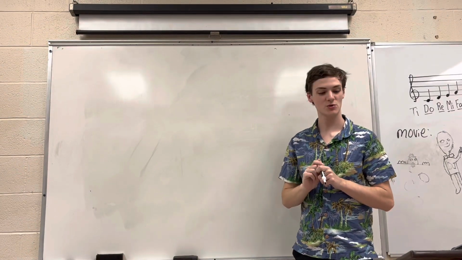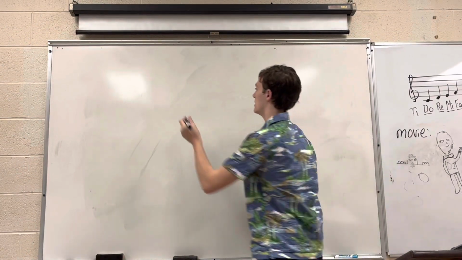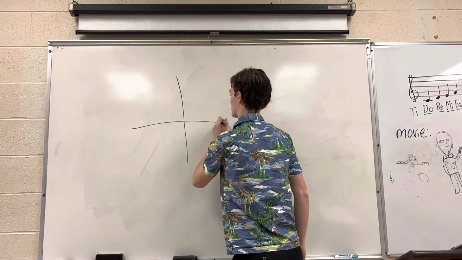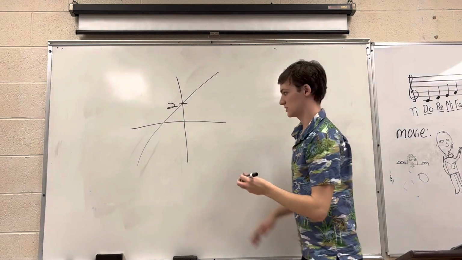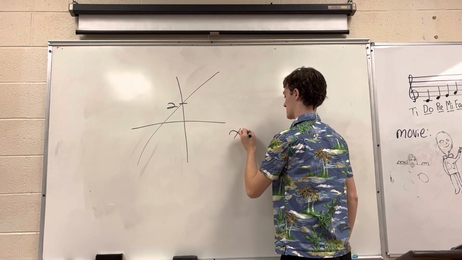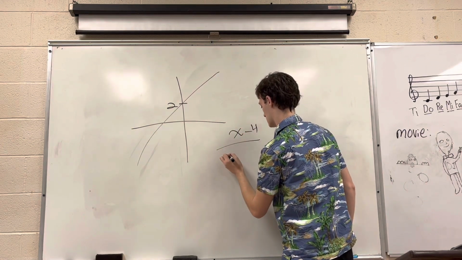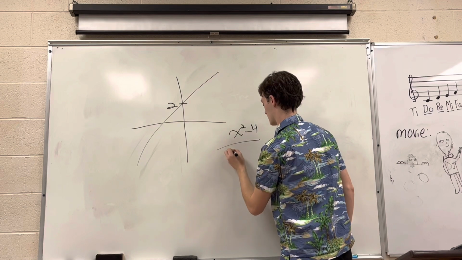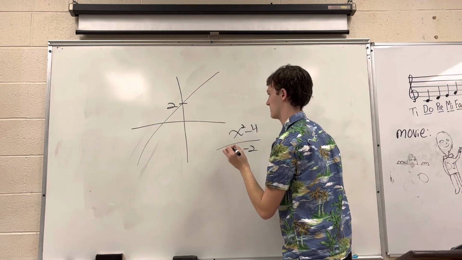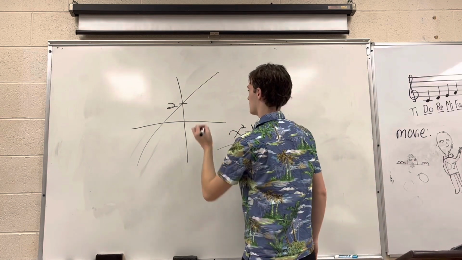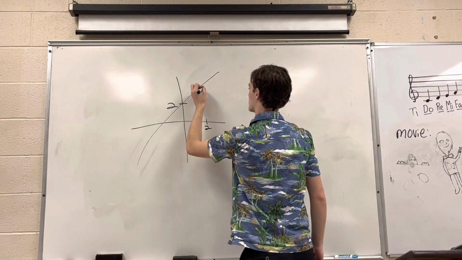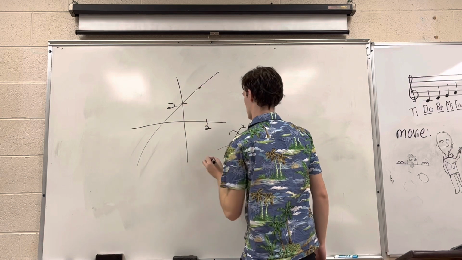Alright, so today we're going to be evaluating limits. So I'm going to draw a graph here of a function, and this function can be represented by the equation x squared minus 4 over x minus 2. So this is the graph of this function. We want to find the value of the function at x equals 2.